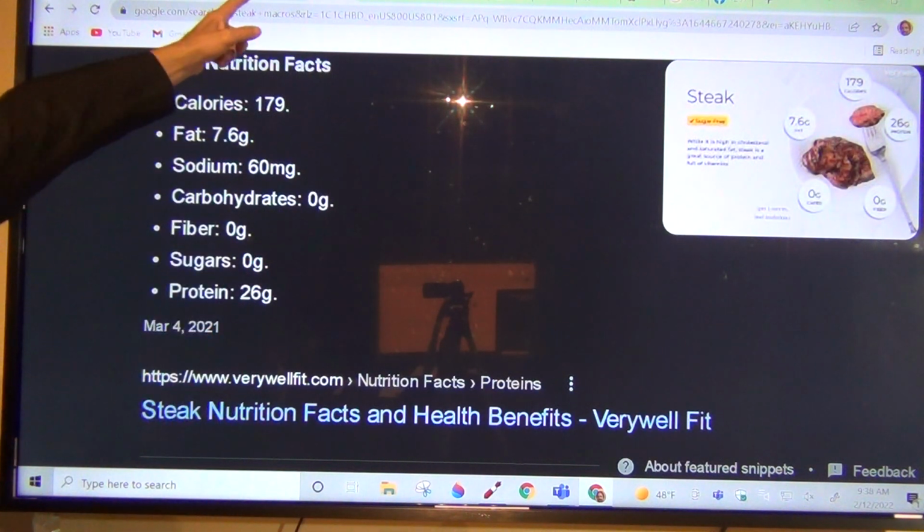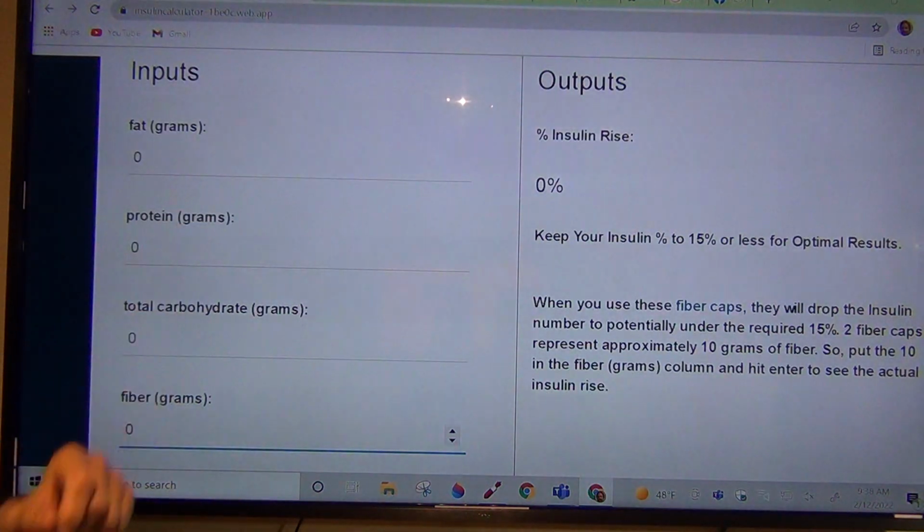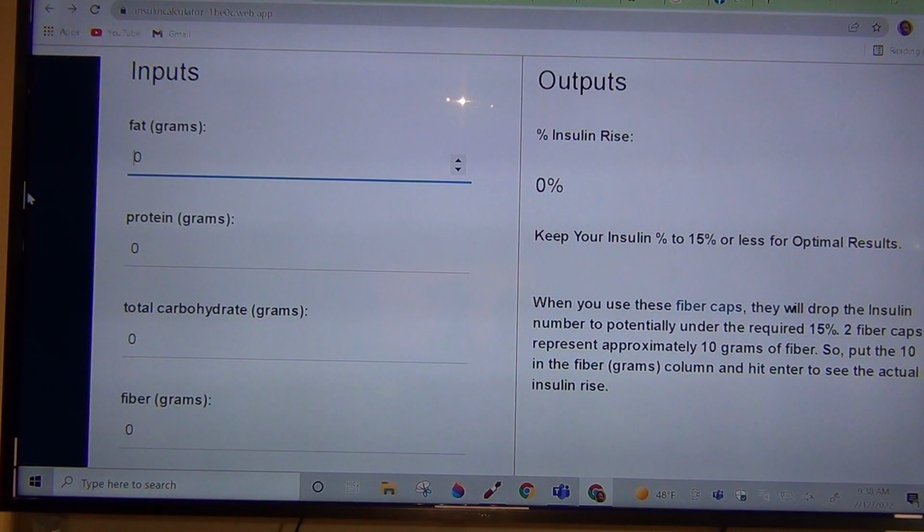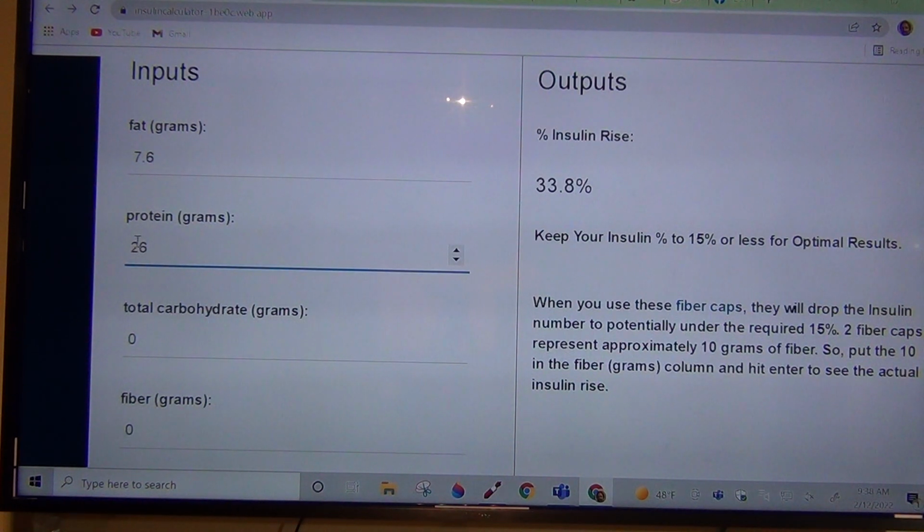So let's go ahead and go back to the calculator, right, and put that in. 7.6 grams of fat, right, over here, 7.6, 26 grams of protein, and look over to the right, 33.8% rise. That is way too high. So what do we do with that grass-finished meat, that grass-finished steak? Do we throw it out?